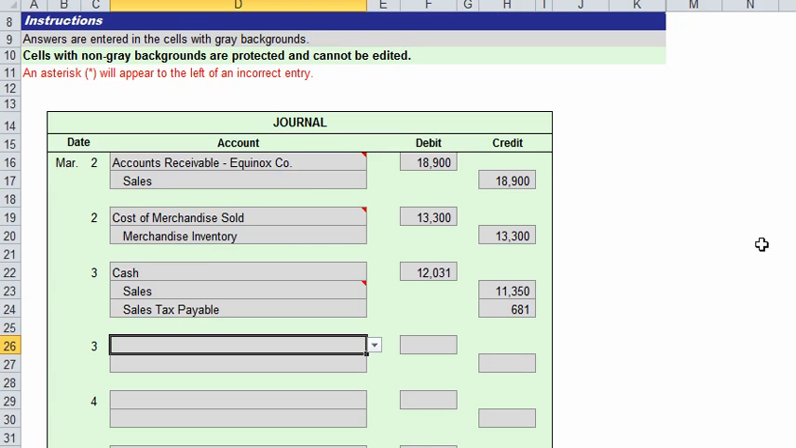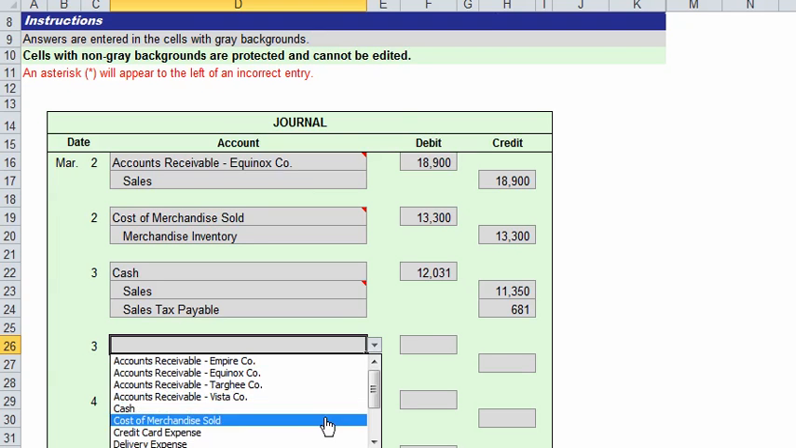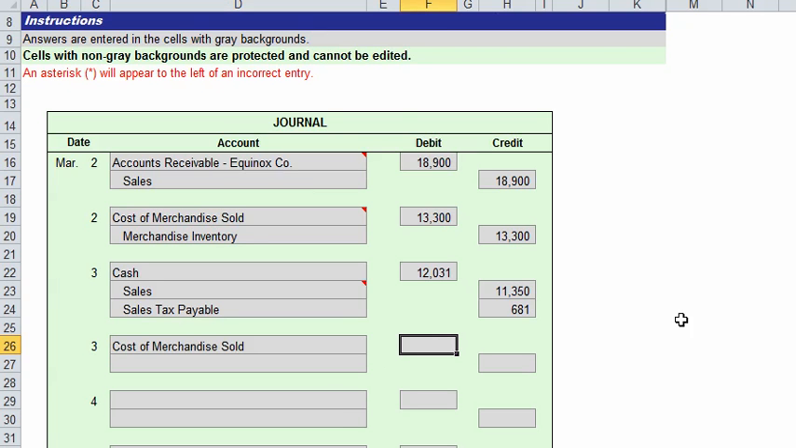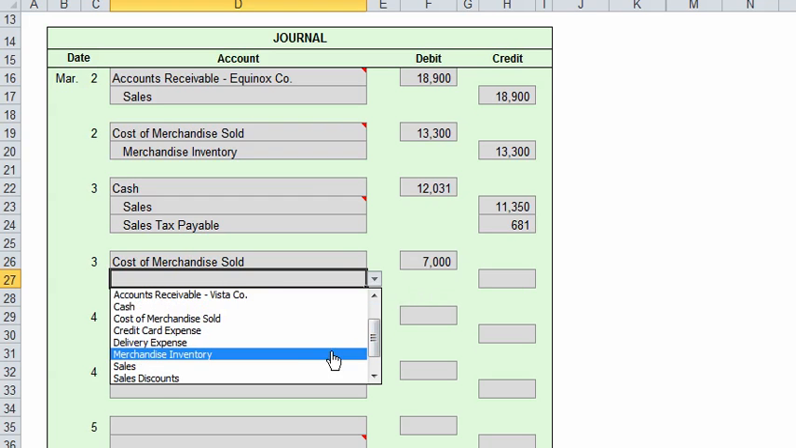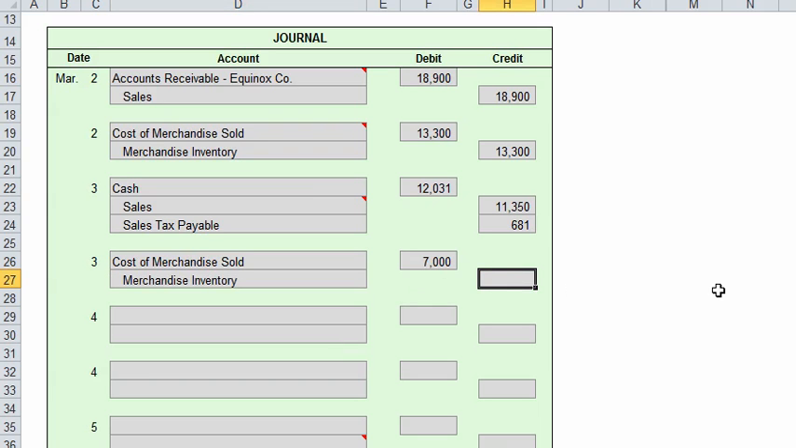Okay, our second entry on the third, we're going to debit the expense account, cost of merchandise sold, to increase its balance by the cost of what was sold. That was $7,000. And we're going to credit merchandise inventory. The asset account decreased because we sold inventory, right? We now have less inventory. Okay, remember, two journal entries each time you make a sale. One at the sales price, one at cost.